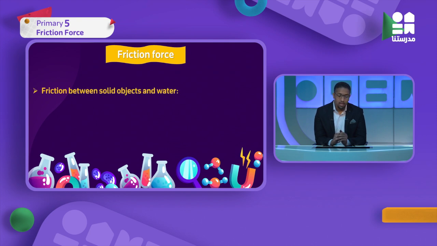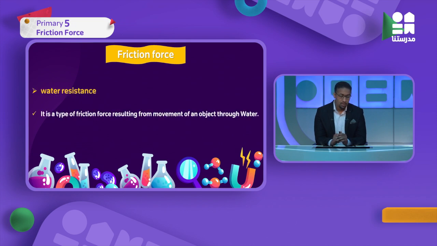Friction between solid object and water, and this is the third type of friction force. Friction between object, solid object, and water. This type of friction called water resistance. التايب ده بنسميه مقاومة الماء. Water resistant, it is a type of friction force resulting from movement of an object through water.